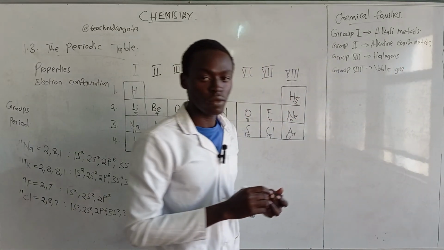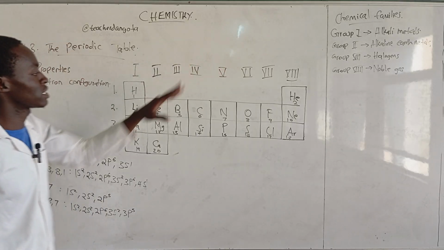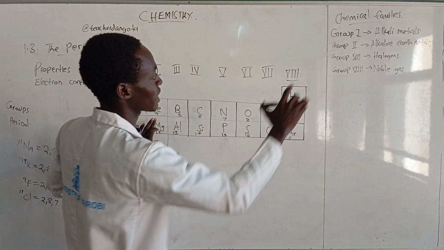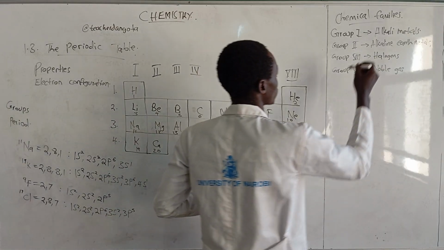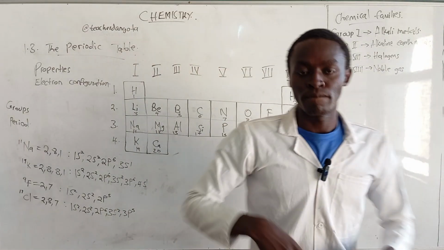Those are the chemical families of elements in the periodic table. So elements in group 1 are the alkali metals, group 2 are the alkaline earth metals, group 7 are the halogens, and group 8 are the noble gases. Okay, so mark that.